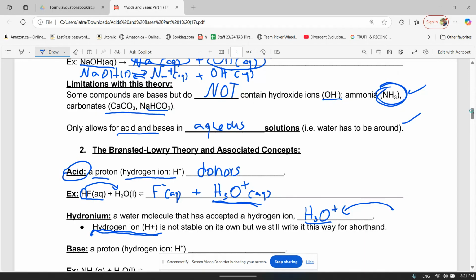Another thing to notice about this equation here is that the water is liquid. That makes sense. It's our solvent. But we also have our two-way arrow, and that will be important soon. But in the Bronsted-Lowry theory of acids and bases, we're going to represent a lot of acids and bases as an equilibrium.